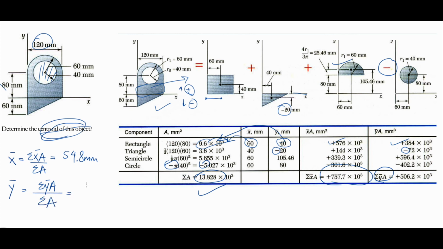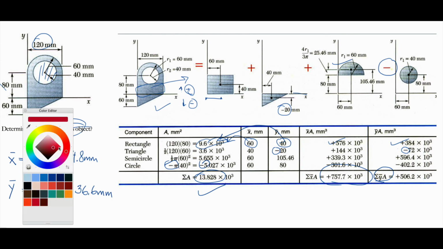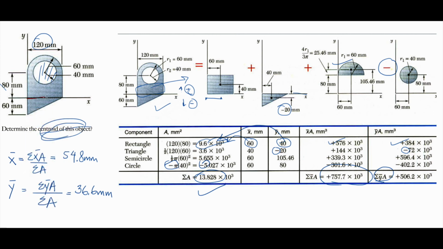We'll do the same for y bar, which is summation of y bar a divided by summation of area. If you do the math, you will get 36.6 millimeter. If I want to choose another color for illustration, I'm going to show you here. So if we move from here to here, about 54.8, it's somewhere in the middle, approximately, and y bar move up by 36.6, so our centroid is somewhere here. Let's see, our centroid of the whole object. Okay, that's what we want. That's what I want to show you today.